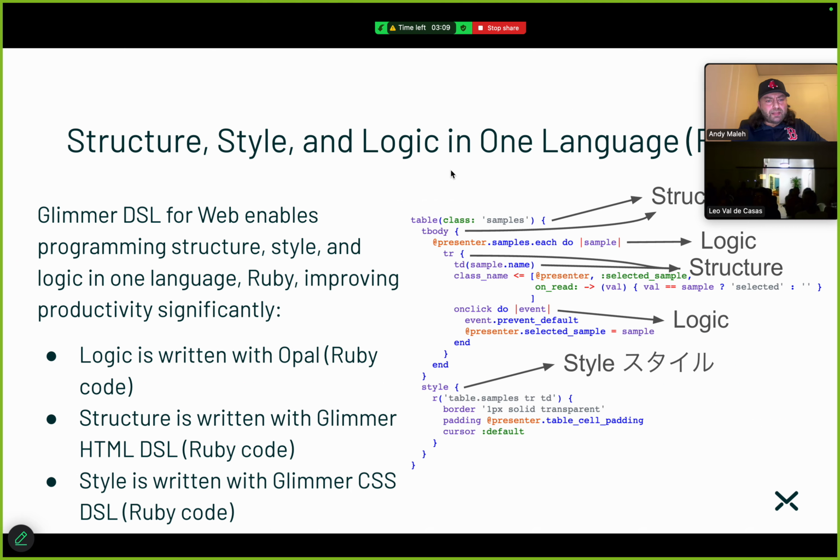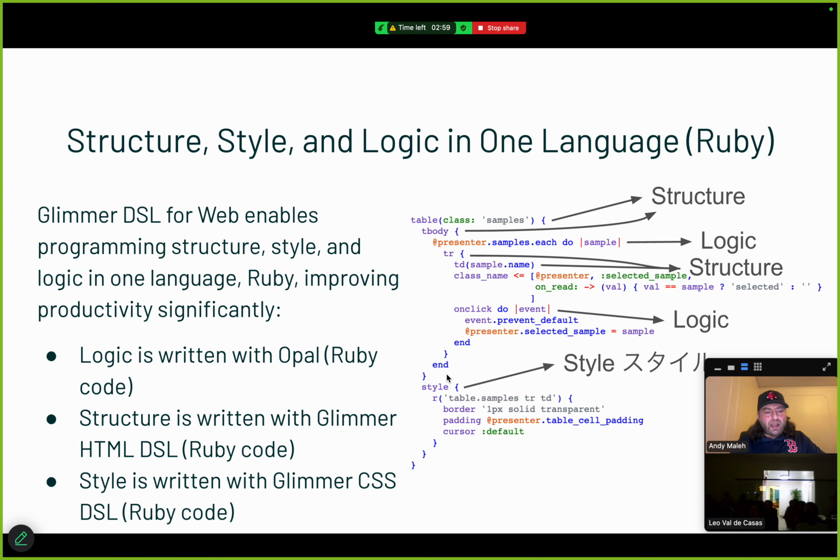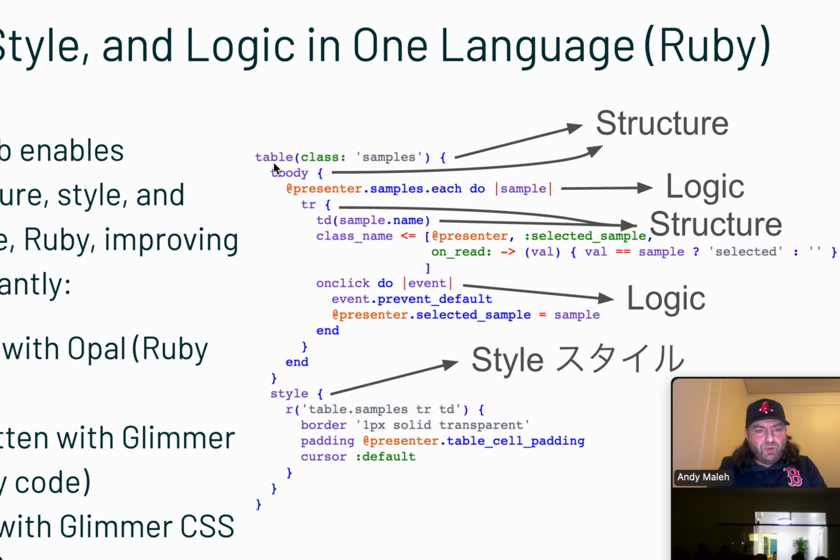So the thing that I came up with is Glimmer DSL for Web. And one of the first things that it supports that is not supported in JavaScript is being able to write logic, structure, and style in one language. So for example, here I have a table that's written in HTML. That's structure, HTML structure. It's got a tbody under it, which is also structure. But then here I'm looping through samples in my sample selector app that I showed you earlier, on a presenter model. And then I want to take each sample and render its name. So again, we go to logic, but I'm still in the same language.